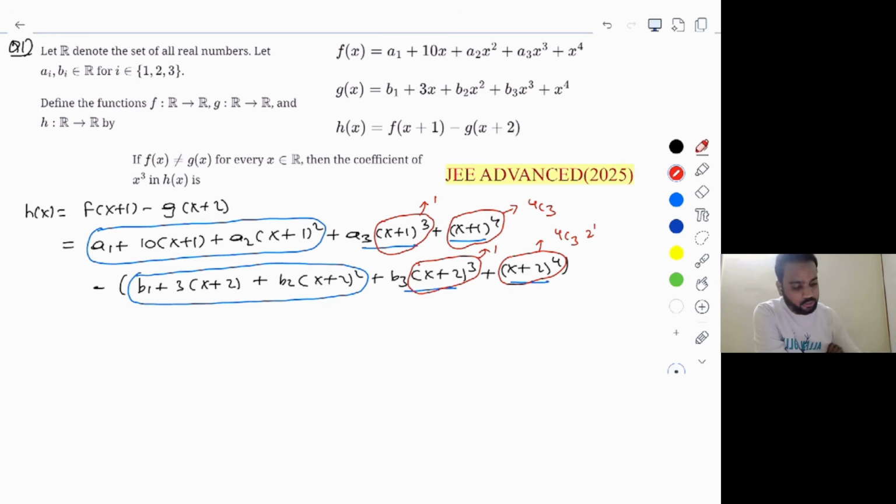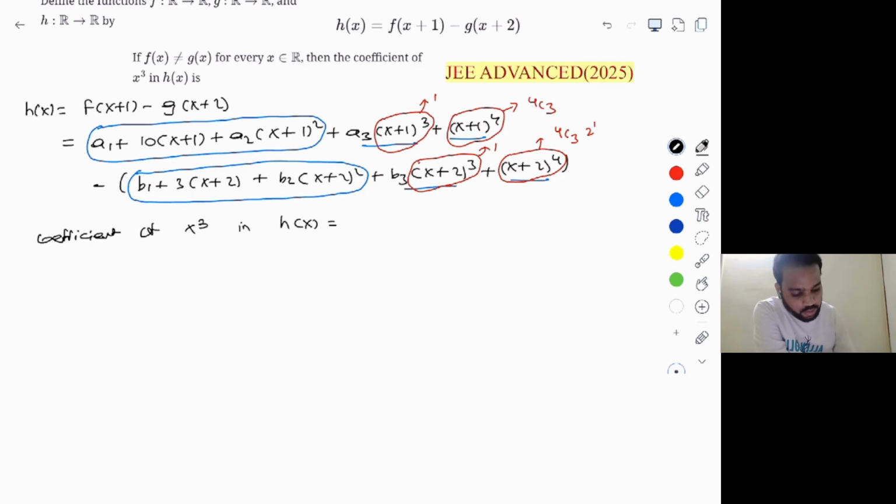Right? So if you try to collect only the coefficients of x cube here, let's write down that. The coefficient of x cube in h of x will be equal to, first we have a3 into 1, which is a3, and then plus 4c3, and then since we have a minus sign here, it will be minus of b3 times 1, which will be b3, plus 4c3 into 2 to the power of 1.